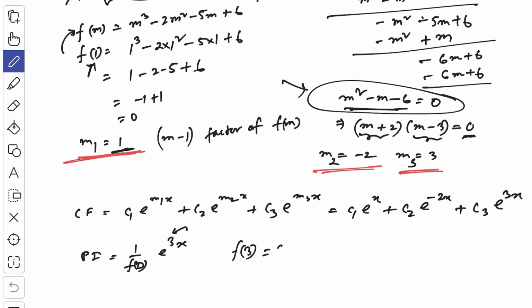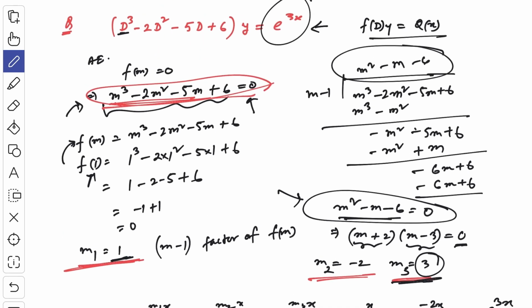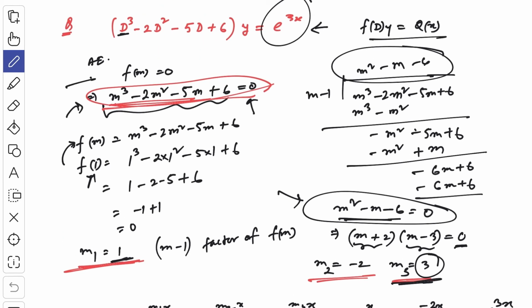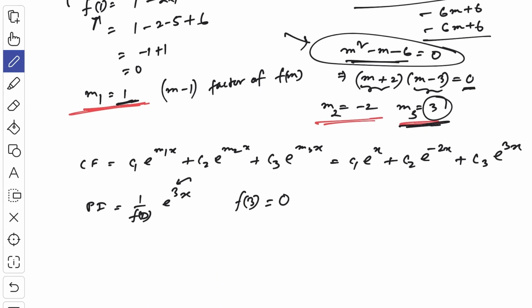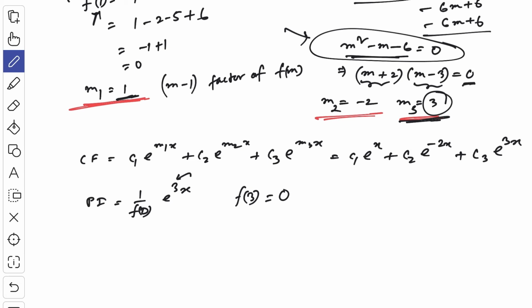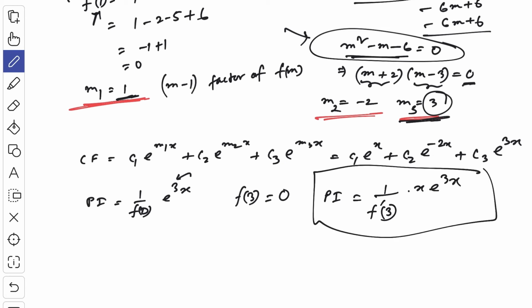Here you see it is obviously equal to 0, because one root of this auxiliary equation is 3. m3 is equal to 3. So that's why for m equal to 3, this f of m is going to be equal to 0. That's why the PI will be given by 1 by f dash 3 into x e to the power thrice x. Okay, so now let us find f dash 3.